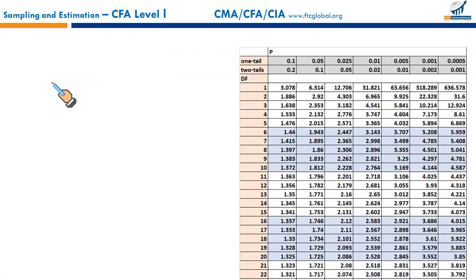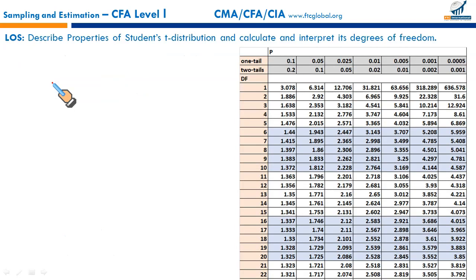Alright, so the next learning outcome statement says, describe the properties of students' t distribution and calculate and interpret its degrees of freedom. This is the next LOS, an important one, of course. What is students' t distribution? Whatever we have learned so far at this point in time is just z distribution for normal distribution, z tables. What is t distribution?